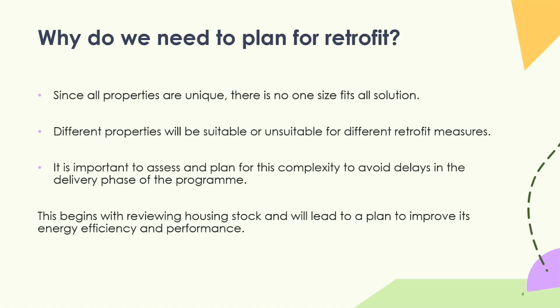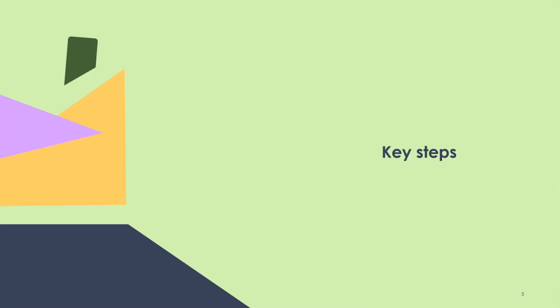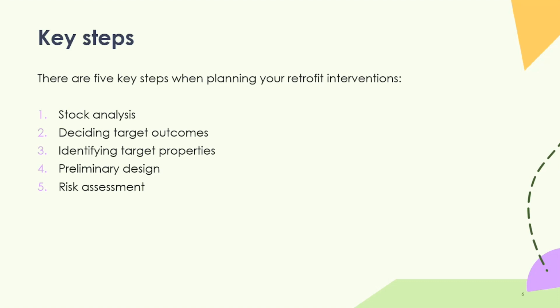So as we know, it all starts with understanding our housing stock. If you've got good quality data to start with, it will help you better plan for a smooth delivery of your program. So the 5 key steps that we're going to talk about are stock analysis, deciding the target outcomes, identifying target properties, thinking about your preliminary designs for those properties, and risk assessment.